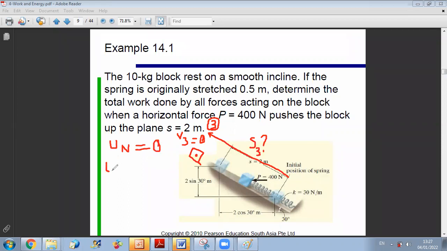Now, for the weight, I will do the same method I did before, which is when I project the weight, I have a negative projection. It's opposing motion, because motion is up and the projection of weight is down. So it's minus mg sine 30. Now, what will be my displacement? It is S3. So I will express the work of weight as a function of S3. So it's minus mg sine 30 times S3.